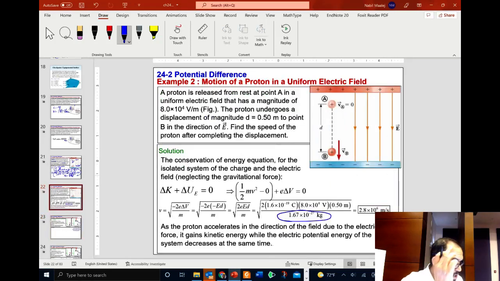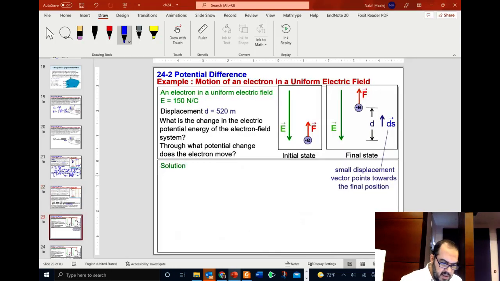Is this question clear? So we use two techniques. One is the equation of motion at constant acceleration, and the other one is the conservation of energy. Okay, let's make this a little bit more interesting.